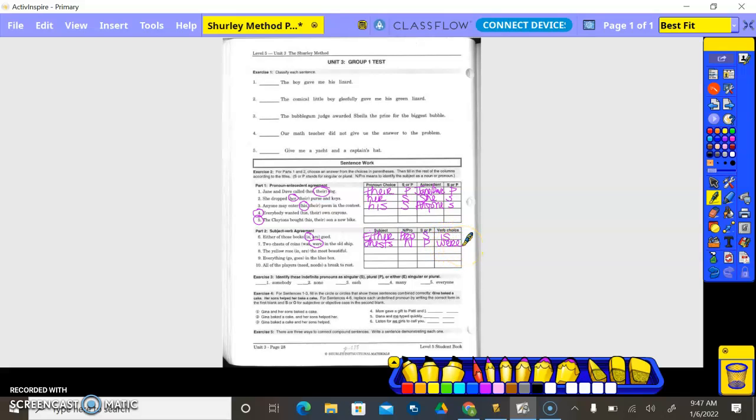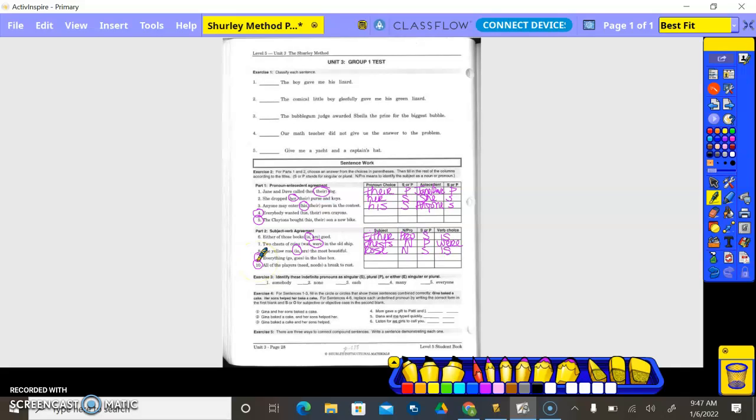The yellow rose is the most beautiful. Okay, so what's the subject? Rose. Noun or pronoun? Noun. Singular or plural? Singular. And then our verb choice was is. You guys are going to do 9 and 10 for homework.